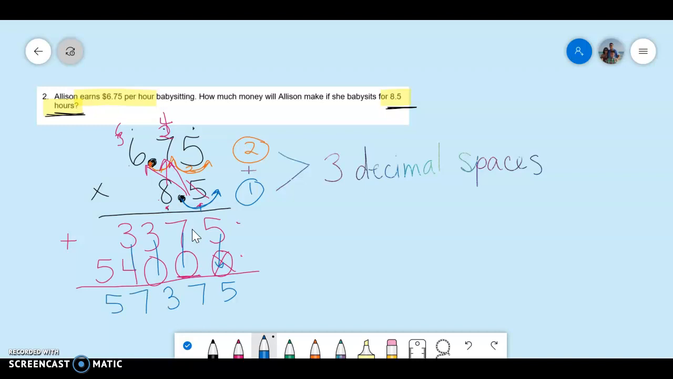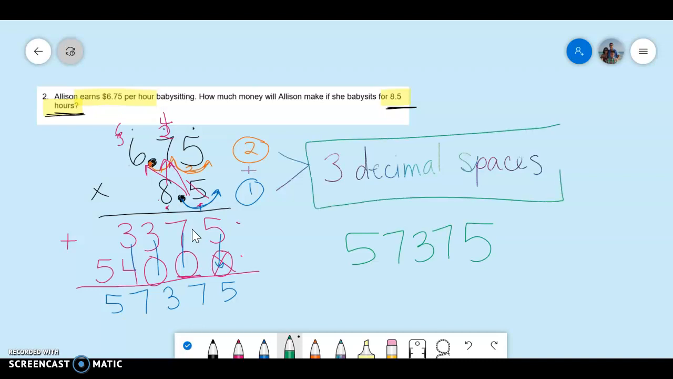Now I have to put my decimal back in because there's no way somebody's going to pay me $57,375 to babysit for 8.5 hours. I don't care how bad your kid is. They're not going to pay us that much. So what we have to do is take that 57375 and put the decimal back, and that's where these 3 spaces come in handy.